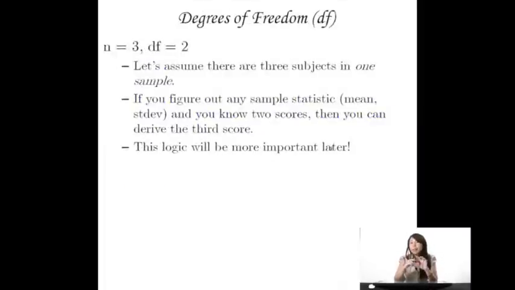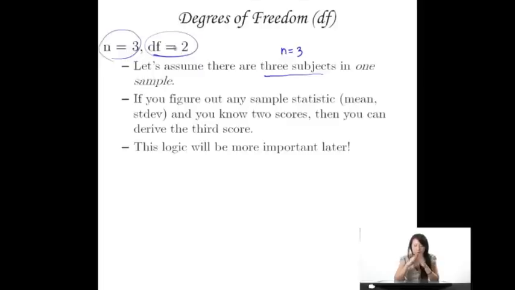Okay, so let's step back and talk a little bit about degrees of freedom first. So let's assume there are 3 subjects in one sample, right? So 3 subjects, so n equals 3. That's what I have right here. And we know that just by the blind formula, n minus 1, degrees of freedom is 2, right? But what does this mean?